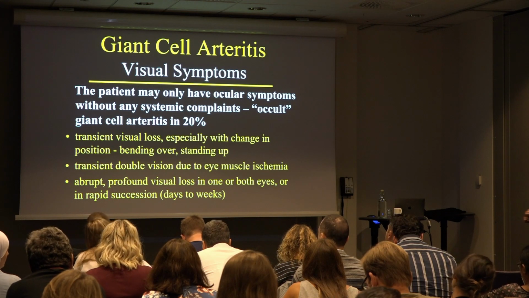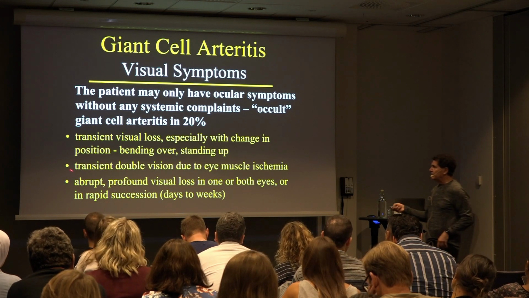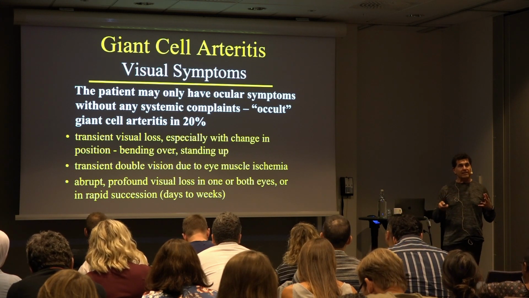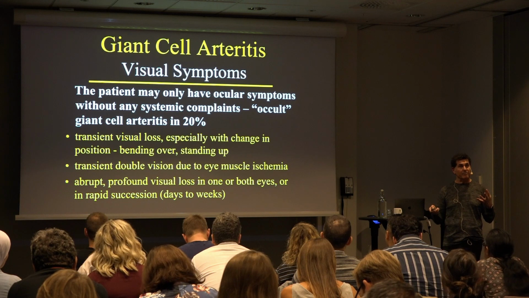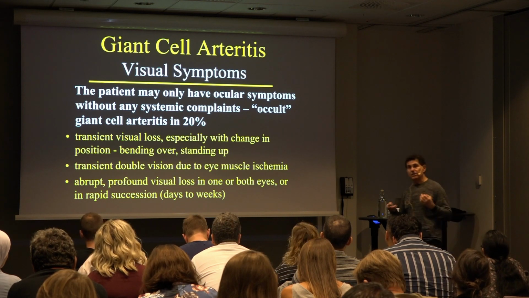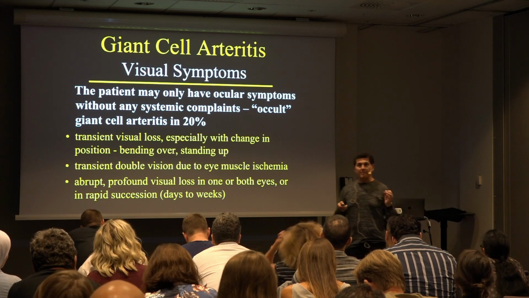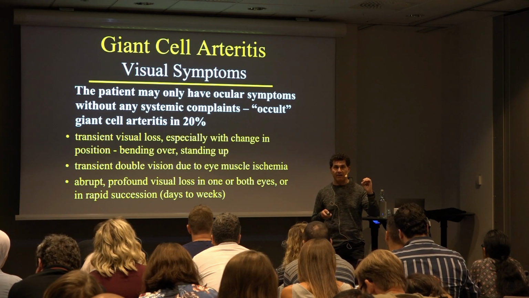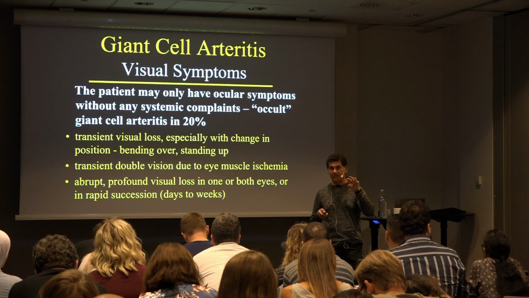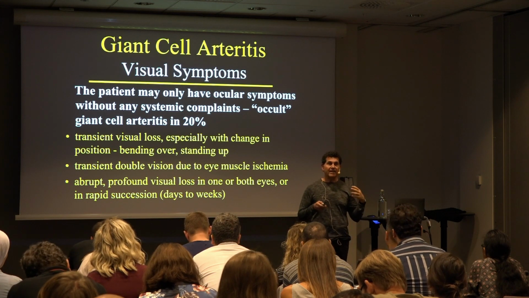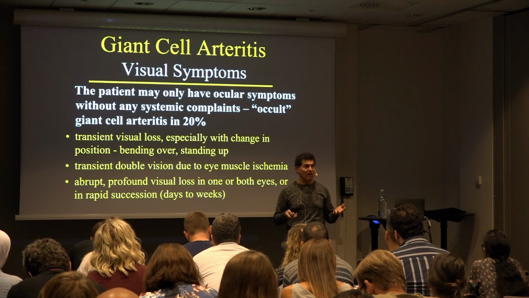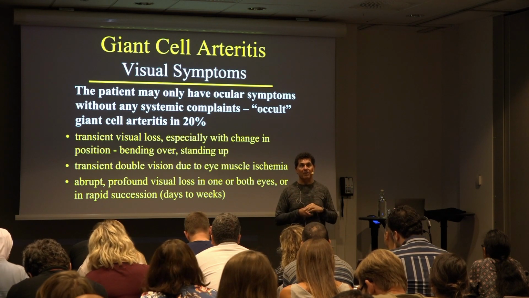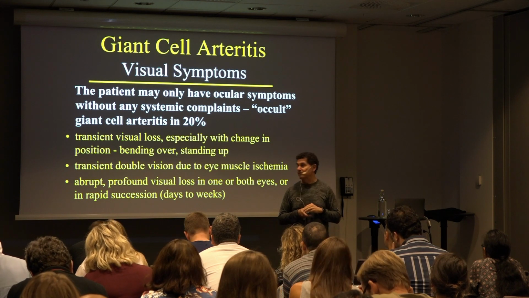Yeah. And then another interesting one is transient double vision. Although giant cell arteritis could cause a third nerve palsy, pupil involving, it also can cause transient diplopia because the muscular artery, which also comes off the ophthalmic artery, supplies the eye muscles. So if that artery is affected, just like you have transient visual loss, you can have transient double vision from decreased blood supply to the muscle itself, not the nerve.